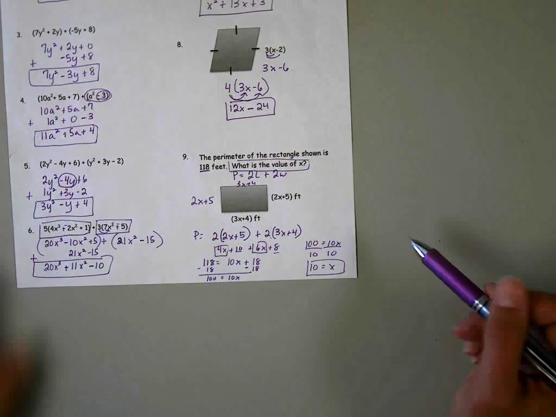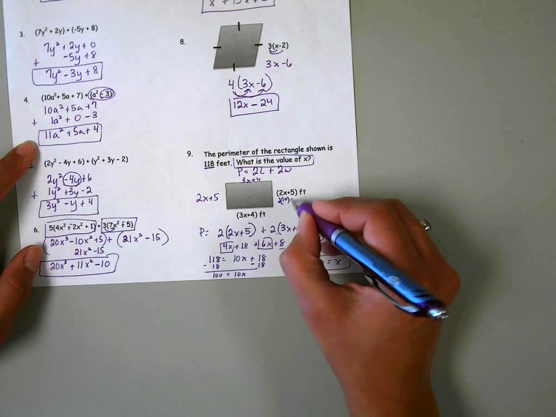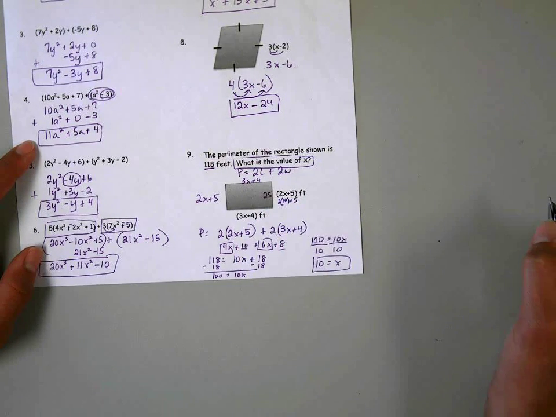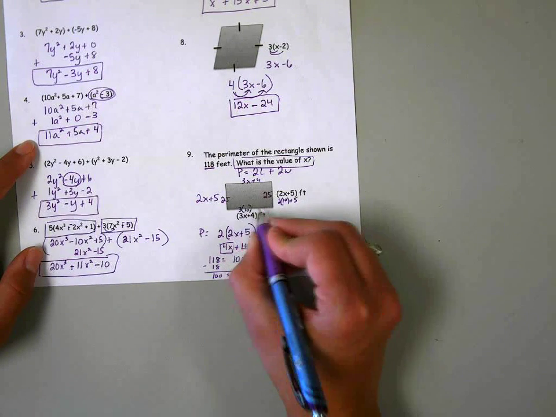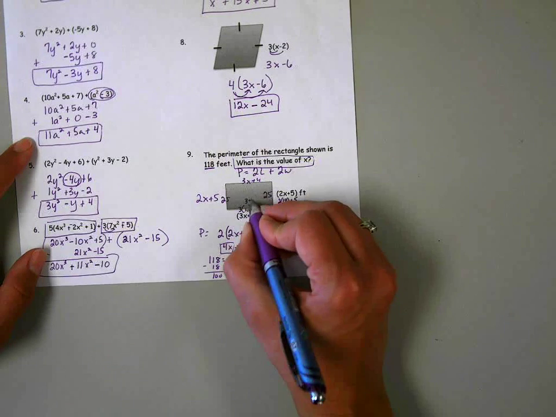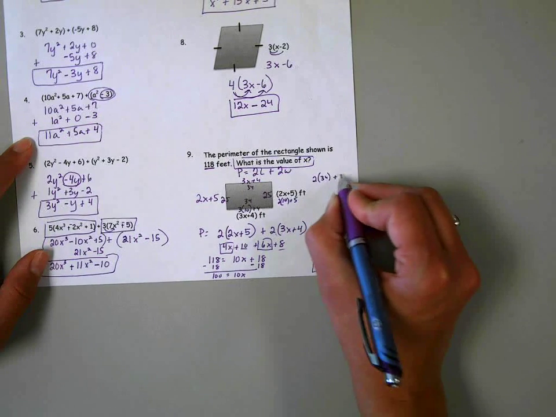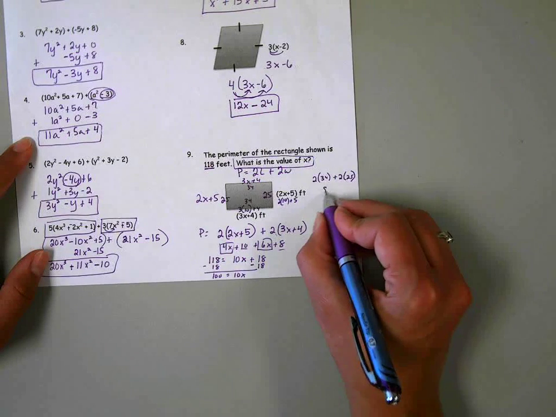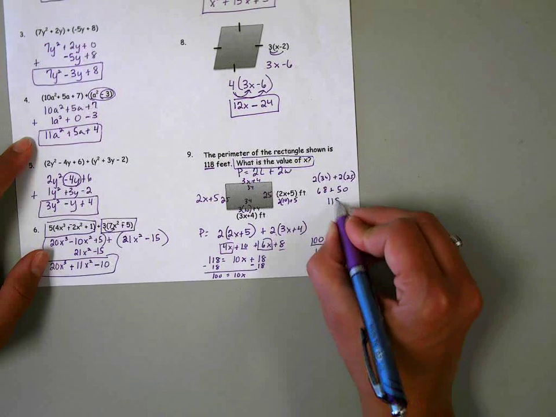And you can go back and check your work. You could substitute in 10 for x. That would be 25. This side would be 25. If I substitute this in, that would be 34. And then you could check your work. 2 times 34 plus 2 times 25. 2 times 34 is 68, plus 50 is 118.